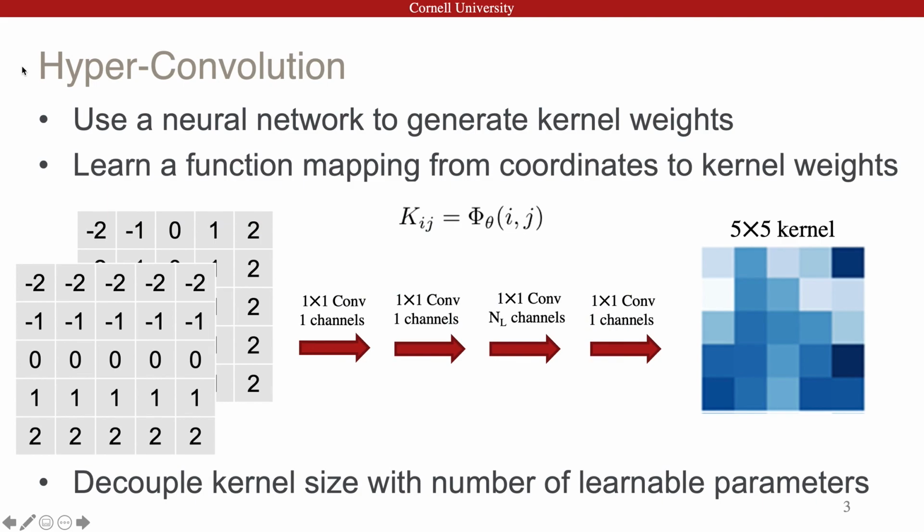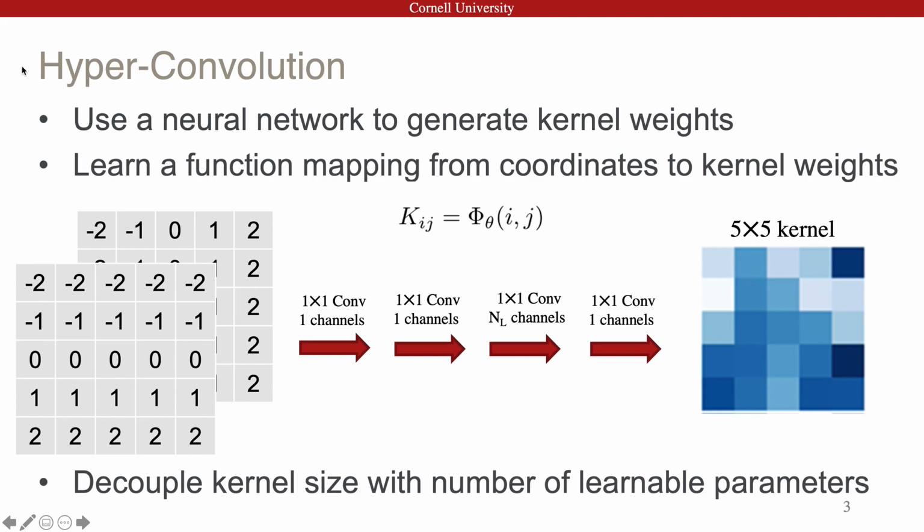We propose hyper-convolution, which uses a small neural network to generate kernel weights. For kernels with arbitrary size, regular convolution learns every kernel weight independently. For a 5x5 kernel, it would require 25 parameters. Hyper-convolution, however, learns a function mapping from kernel coordinates to the kernel weights.